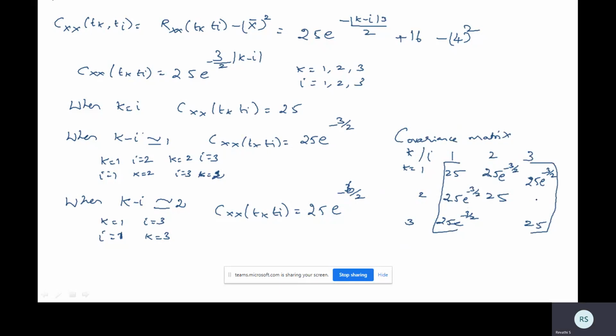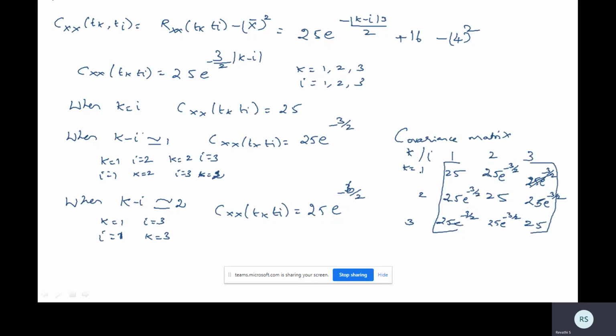This cell is nothing but, sorry, I think I made a mistake here. This is the cell 25. This is wrong. We have to fill here 25 e power minus 3 by 2, and not here again. This is 25 e power minus 3 by 2 here.